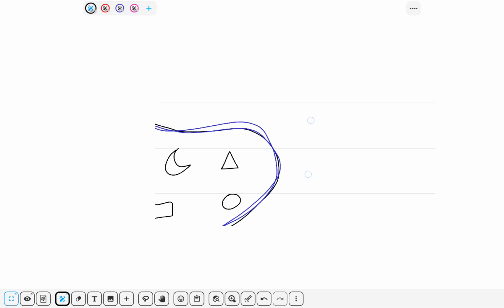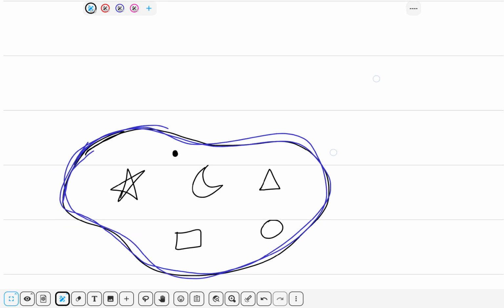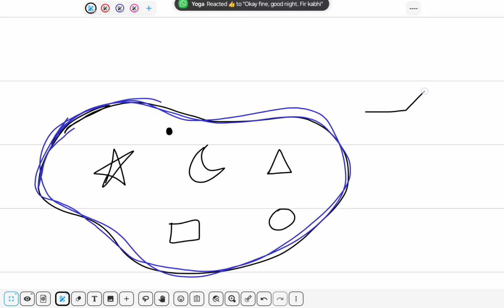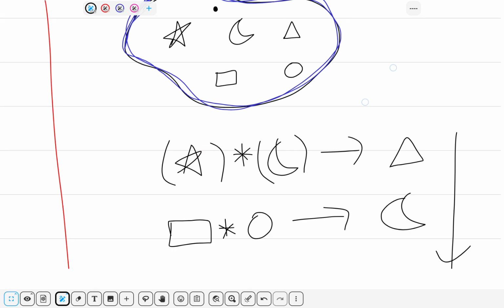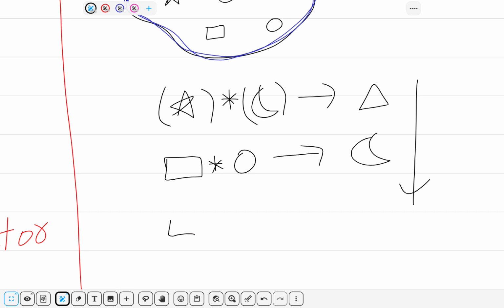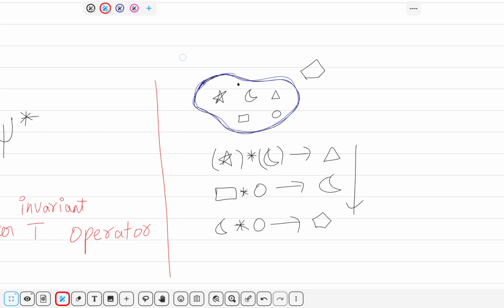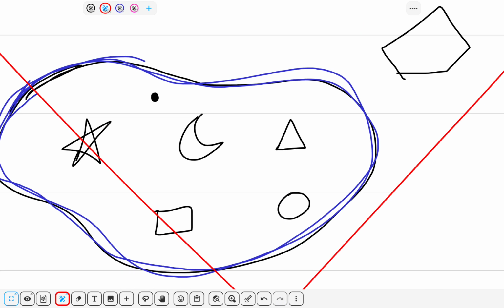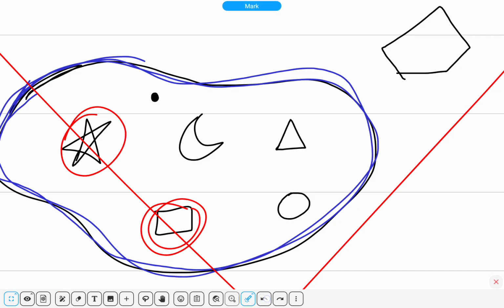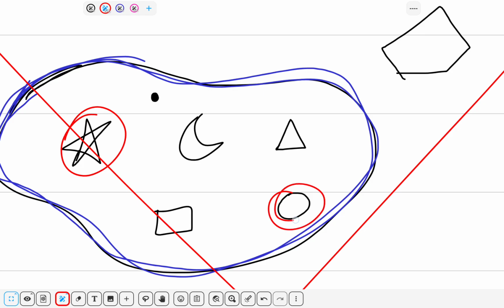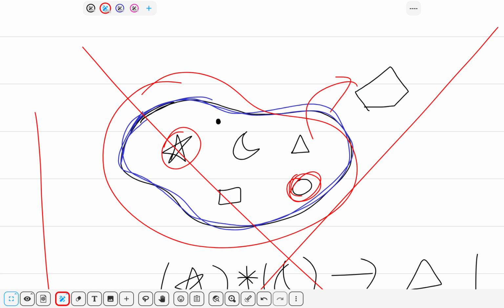And suppose outside this boundary I have some other thing. Let's say I have a pentagon. So suppose I found that when I combine a moon and a circle, I got a pentagon. The moment I find that, this thing is not a group. So what I mean is, whenever I combine any two objects inside this boundary, the result I get should also be inside this boundary. If it goes outside, then it's not a group. Everything should be closed inside a boundary.